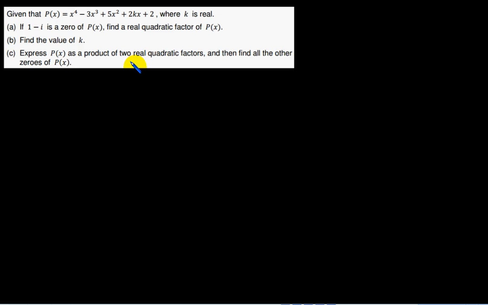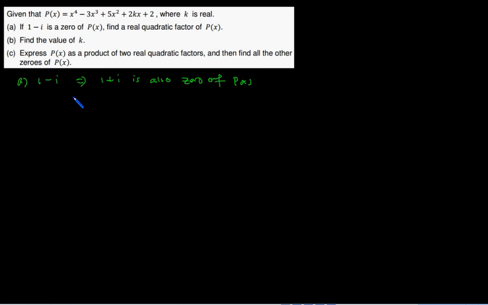Right, so for this question, 1 plus i is given as a zero of p(x). To find the real quadratic factor, since we know that 1 minus i is a zero, that means 1 plus i, its conjugate, is also a zero of p(x).